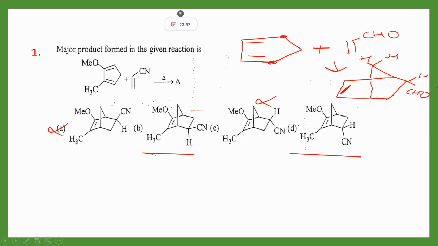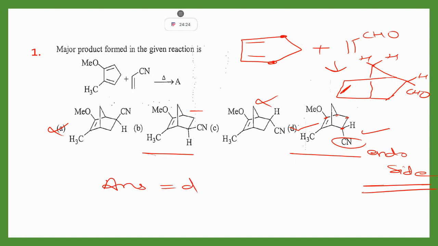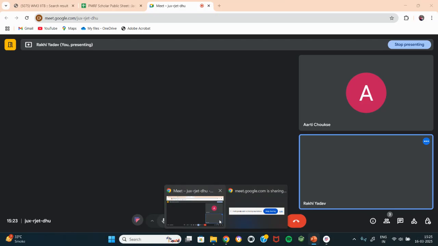Option number D. Why? Because first of all, OMe and CN are in a 1,4 relation. Another thing is your CN is facing the endo side. Yes or no? So the correct answer is option number D. Have you understood?